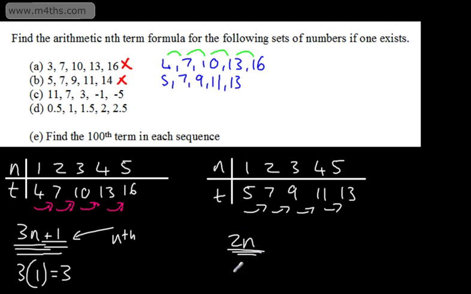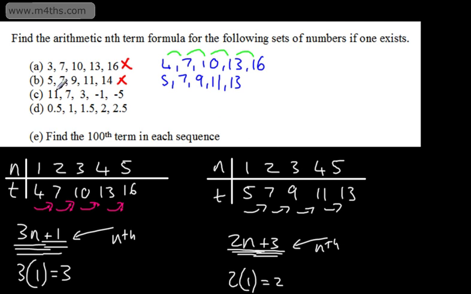So when n is equal to 1, 2 lots of 1 is going to give me 2. What do I need to get to 5? The answer is I need to add 3. So my sequence is 2n plus 3. Does it work for this one? Well, 2 times 2 is 4, plus 3 is 7. Does it work for this one? 2 times 3, that's 6, plus 3 is 9. So we can say now this is the nth term formula for the sequence.